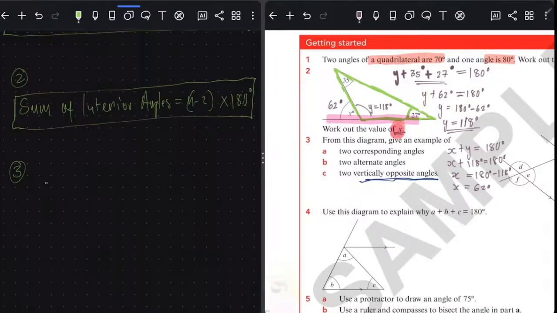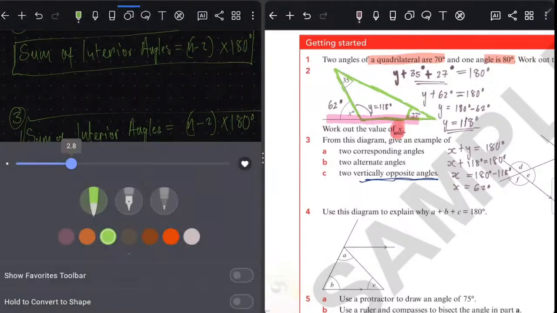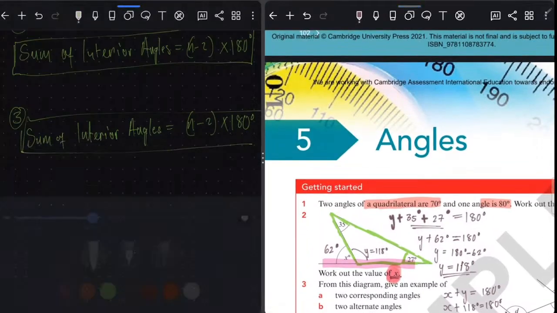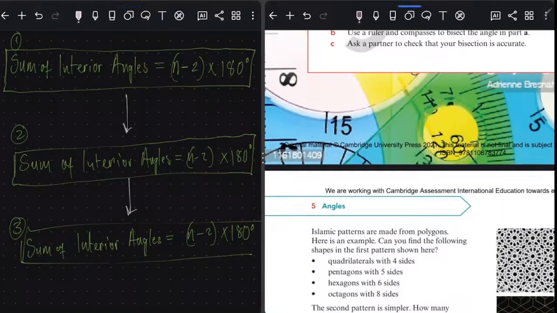Then you write number 3, then you write it neatly. Sum of interior angles is equal to n minus 2 times 180 degrees. Okay? How many times? 50. Good, thank you. So make sure you do this for me all 50 times and you submit. Okay?